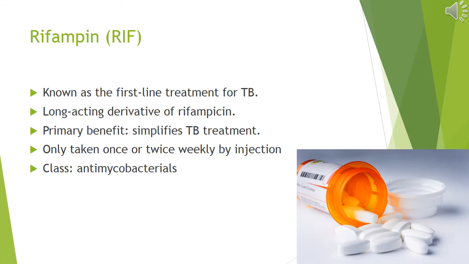Now we're going to talk about rifampicin, also known as RIF. It is recommended by the World Health Organization as the first-line treatment for tuberculosis. It was first synthesized in 1965 by an Italian company that developed rifampicin and approved by the FDA in 1988. It is a long-acting derivative of rifampicin and is similar in structure to it. Clinical studies have shown that it could shorten the current 6-month treatment for latent tuberculosis. The class that it is in is antimycobacterials, which all it means is it works by killing the bacteria that causes the infection.